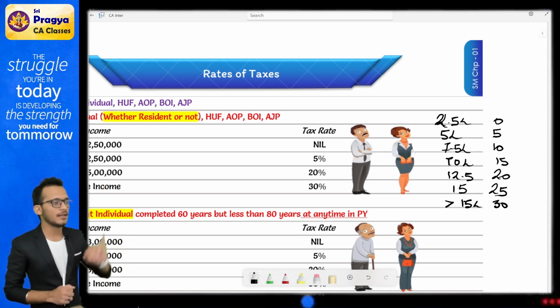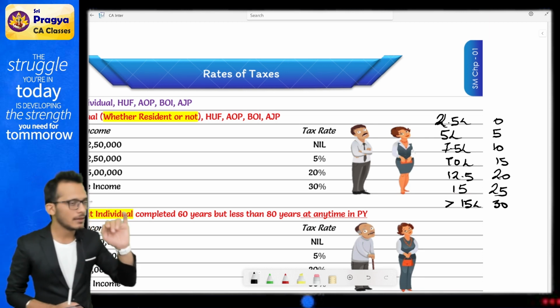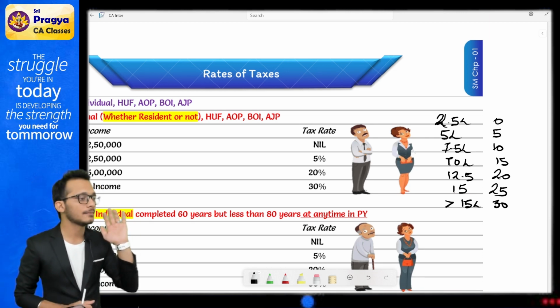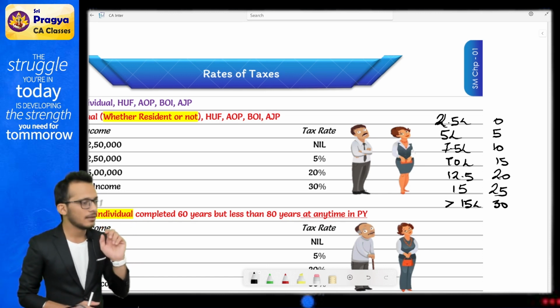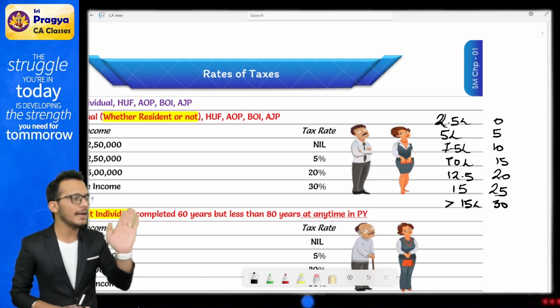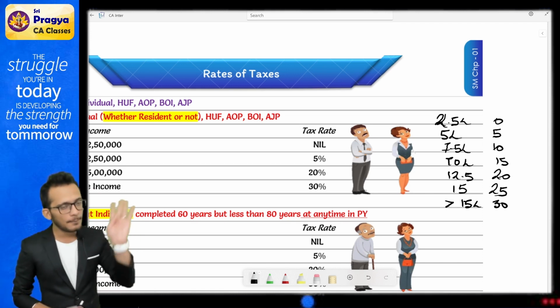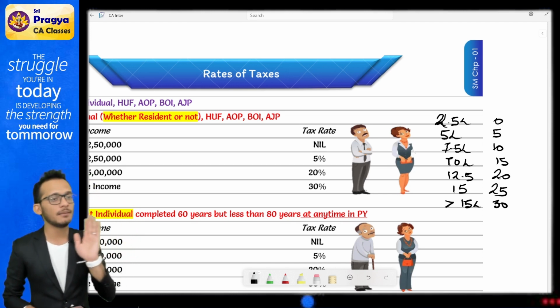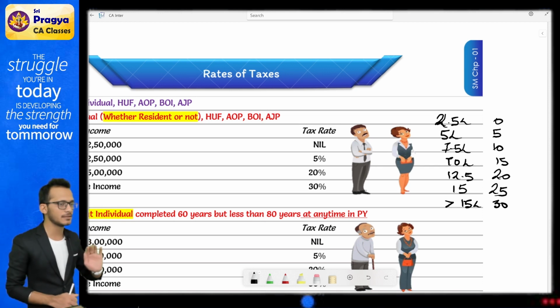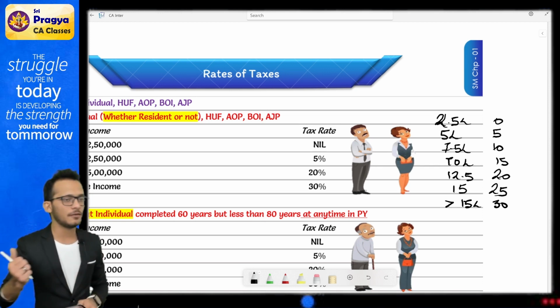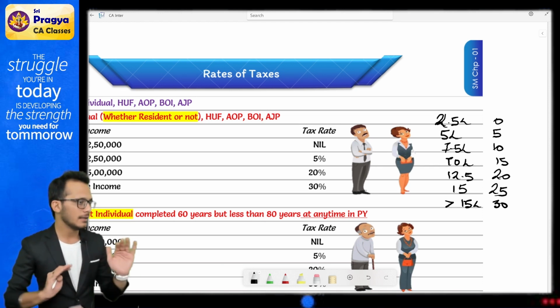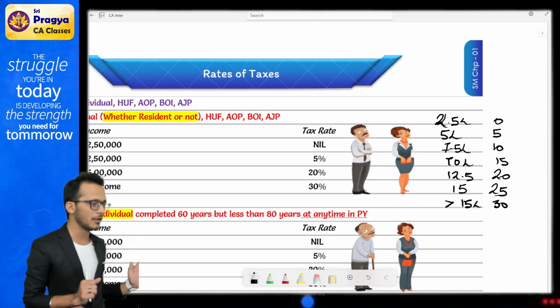Then you have something called winnings, 30%. Then you have something called unexplained income. It is 60% tax rate plus mandatory 25% of surcharge plus 4% of cess, which becomes 78%. Now, whether you opt for 115BAC or whether you opt for normal, these rates prevail. You have to give them the priority.